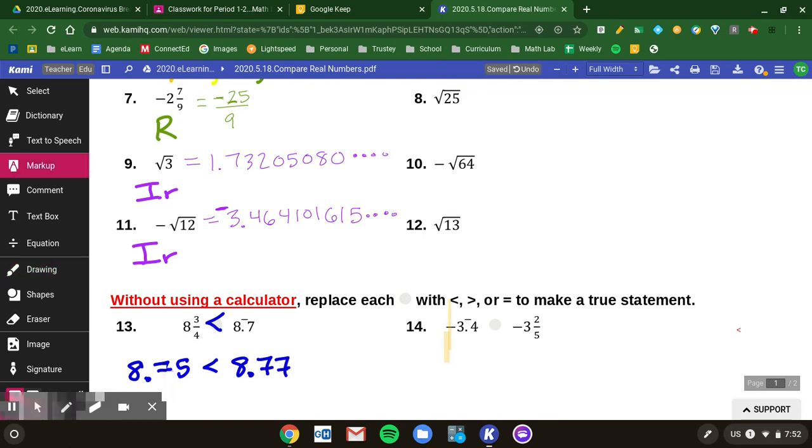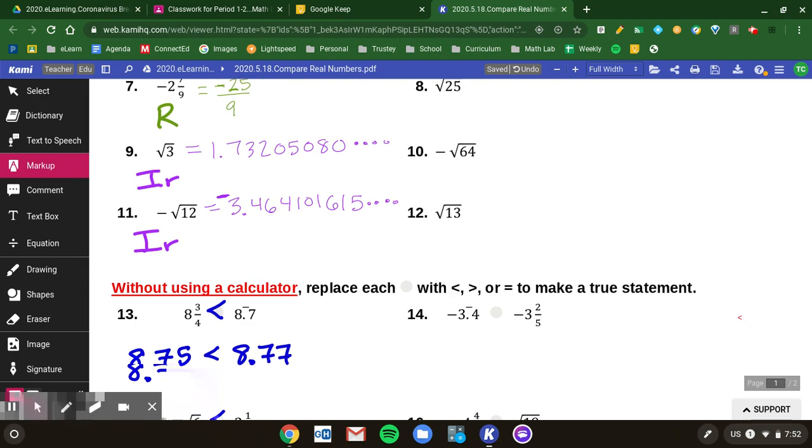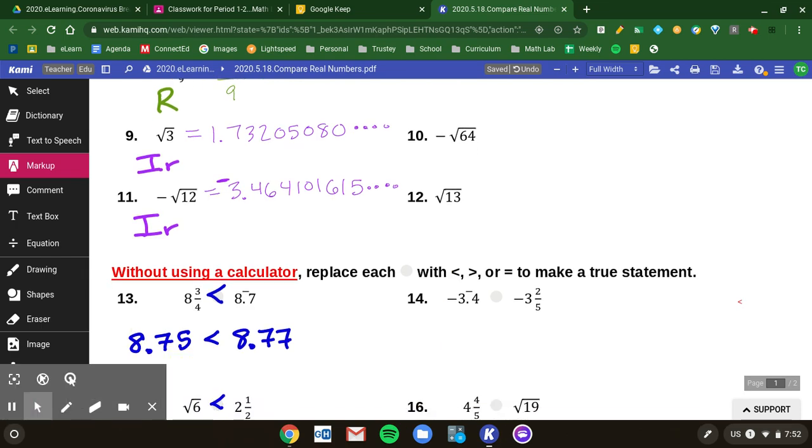After all, if I just compared the whole numbers, they both have 8 wholes. If I just compared the tenths, they both have 87 tenths, or 8 wholes and 7 tenths. So let's go one more place. For 8.7 repeated, just write one more 7 in there.